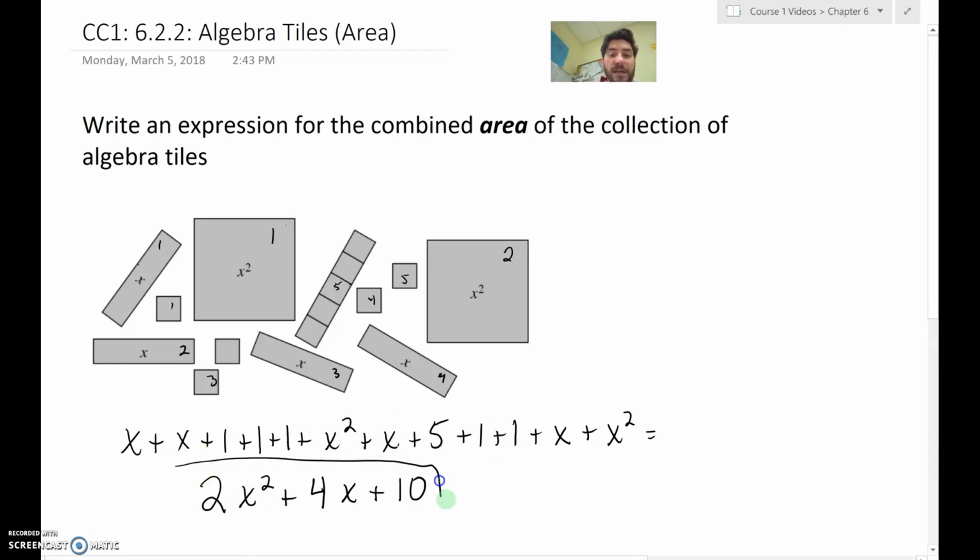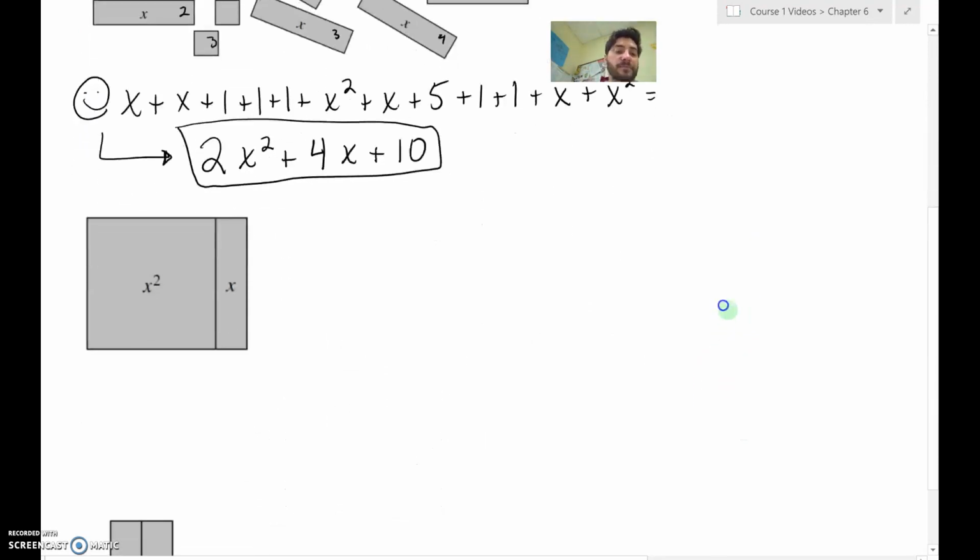I mean, this one is more simple. So this collection of algebra tiles is either here, or you can write the more simplified version here. And we're going to talk more about that throughout the week. So either one is just fine for now. So what about this one?